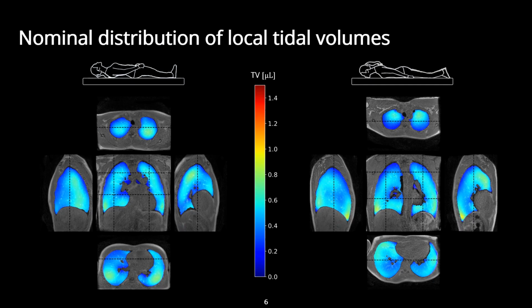When we look at the location of these patterns, here for tidal volumes, we can clearly identify the gravity lung dependence phenomenon, with higher ventilation in the posterior region when lying supine, and higher ventilation in the anterior region when lying prone. Furthermore, the basal segments of the lung also seem to contribute more to the respiration, which can be explained by their proximity to the diaphragm.